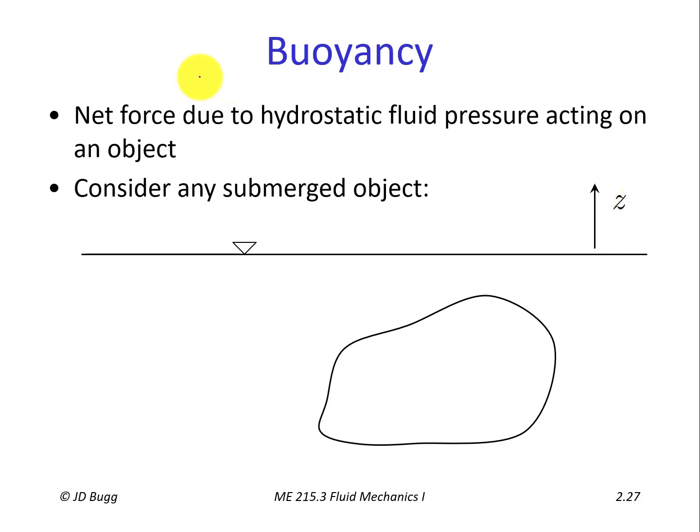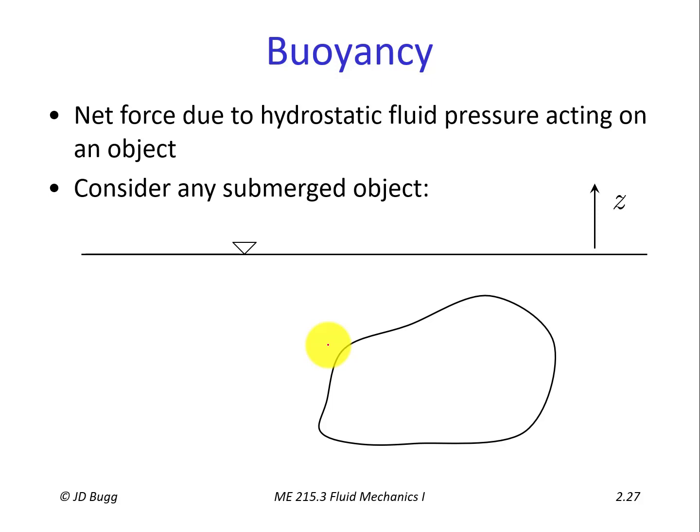So we're interested in the net force on this thing due to fluid pressure. Well, we could go back to our expression for force on a surface and use that, but realize to apply it, we need to know the shape of this surface. We need to know the orientation of this surface. Well, we can do a simplified version of that to figure out what the buoyancy force is.